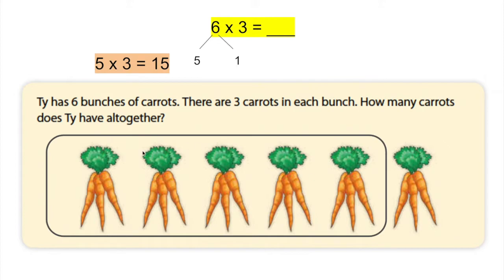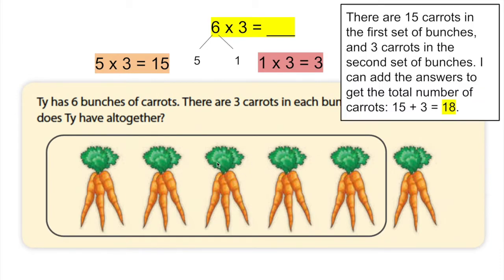Now, the 5 bunches here, this is 5 bunches of 3. And I know that 5 times 3 is 15. That was much easier. In my leftover bunch, I have one group of 3. 1 times 3 is just 3.